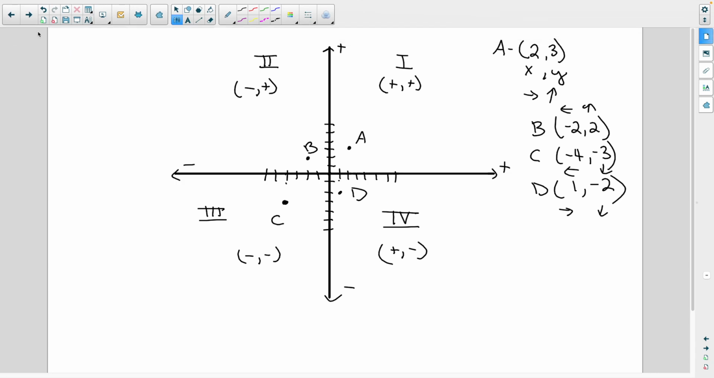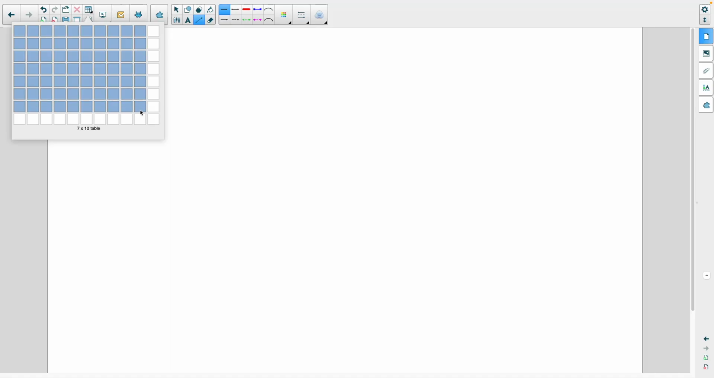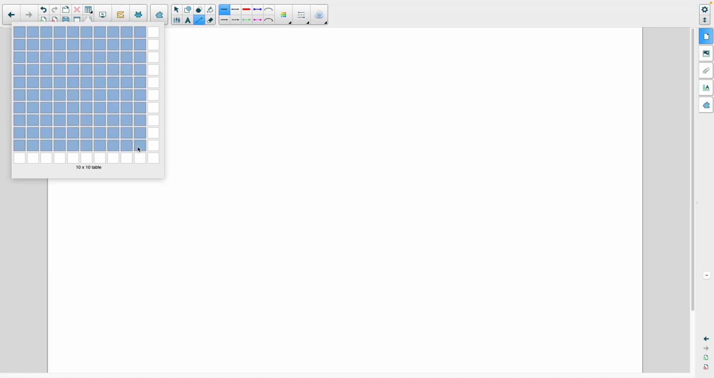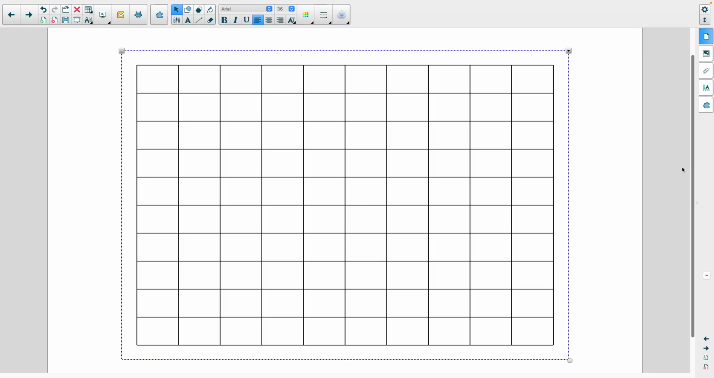So let's try this again, but in this case, I'm going to create a grid. The magic of using a computer.